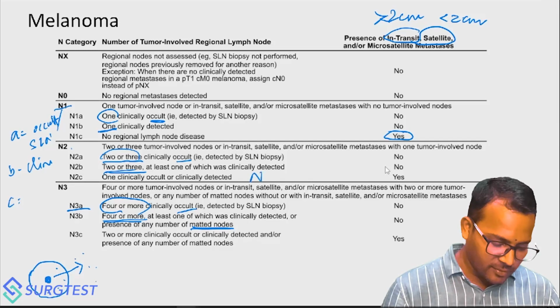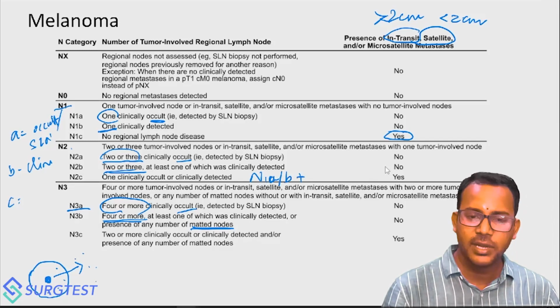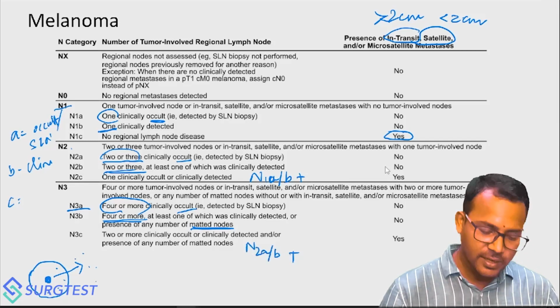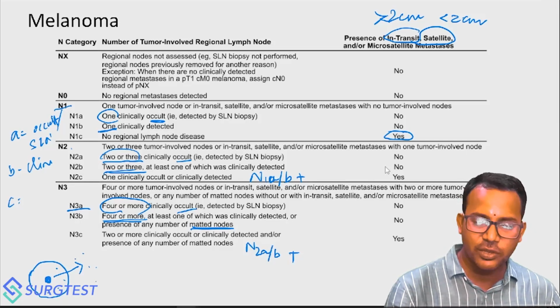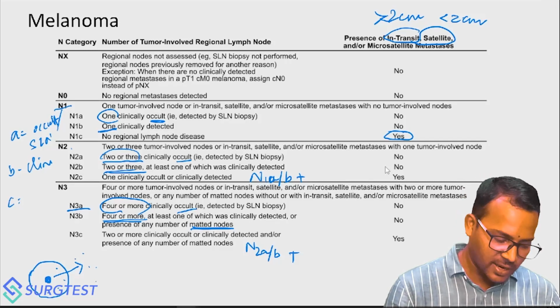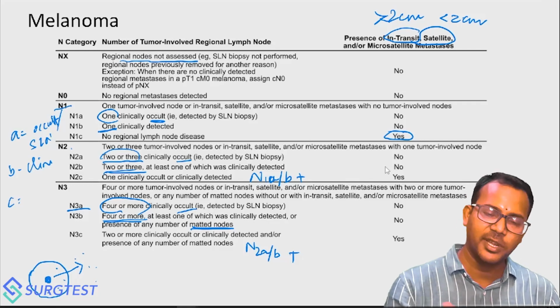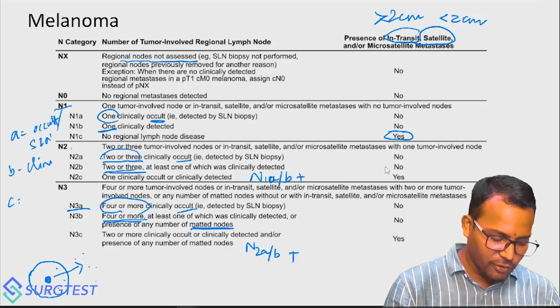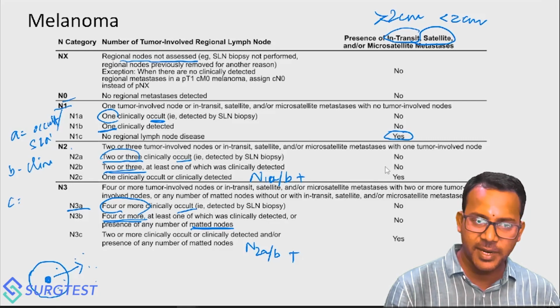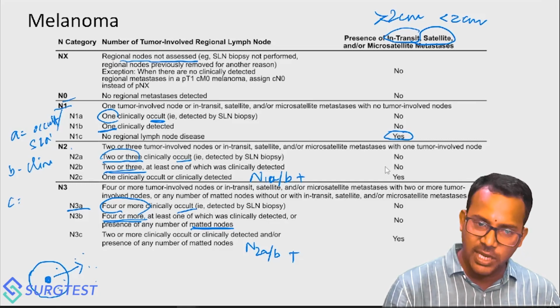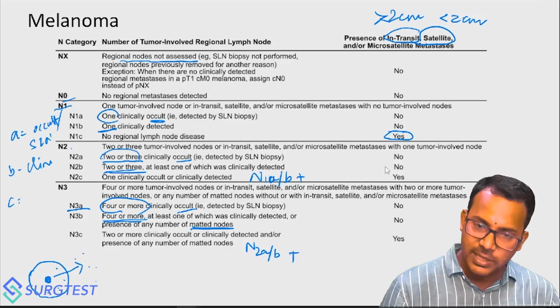N2C is basically N1A or N1B plus these in-transit or satellite lesions. N3C will be N2A or N2B plus your in-transit or satellite lesions. So this is how you can remember the N category of malignant melanoma. In the N category you will have NX, wherein regional nodes cannot be assessed, because a dissection of that lymph nodal basin has already been done previously. The second category would be N0, where no regional metastasis has been detected. Others will be your N1, N2, N3. In each of them you have A, B, C. A is for occult, B is for clinical, and C is for your in-transit or satellite lesions.